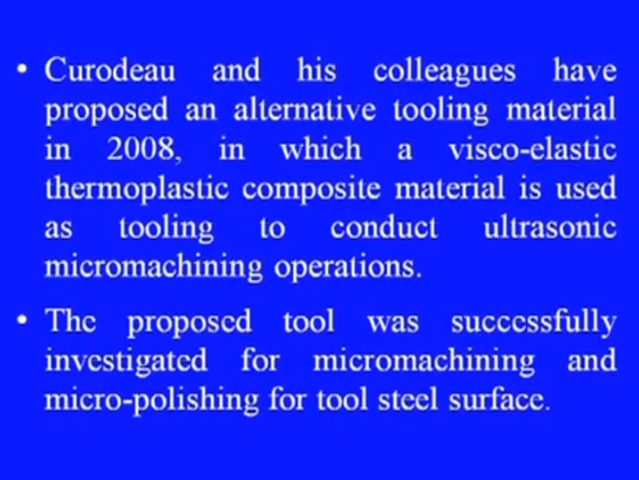Karodew and his colleagues have proposed an alternative tooling material in the year 2008, in which a viscoelastic thermoplastic composite material was used as tooling to conduct ultrasonic micromachining operations. The proposed tool was successfully investigated for micromachining and micro polishing for tool steel surface. However, this material is yet to come in a big way in the commercial market.